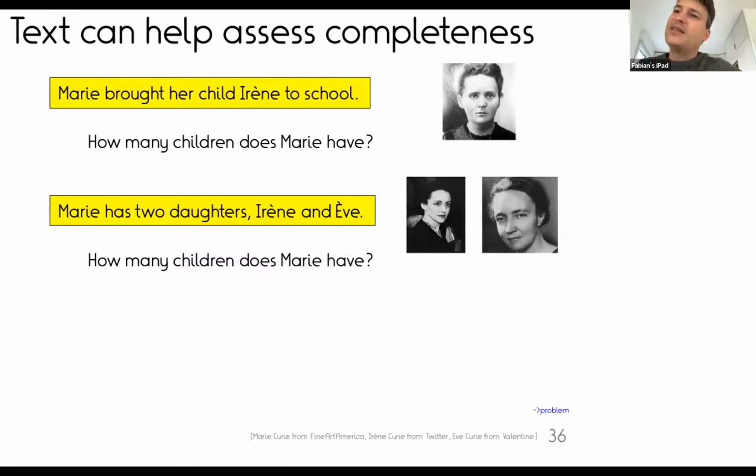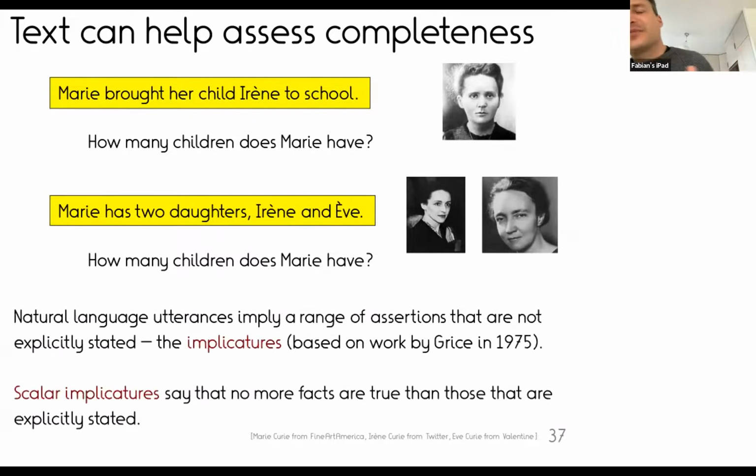And that's somehow this implicit understanding that natural language sentences imply a range of assertions that are not explicitly stated. Now, of course, it doesn't follow logically that she has only two children, but it's something that we kind of imply when we say the sentence, and that's something that normal people who are not logicians actually also understand. And such implications are called implicatures. In particular, scalar implicatures say that no more facts are true than those that are explicitly stated. So in our example, she doesn't have any more children.